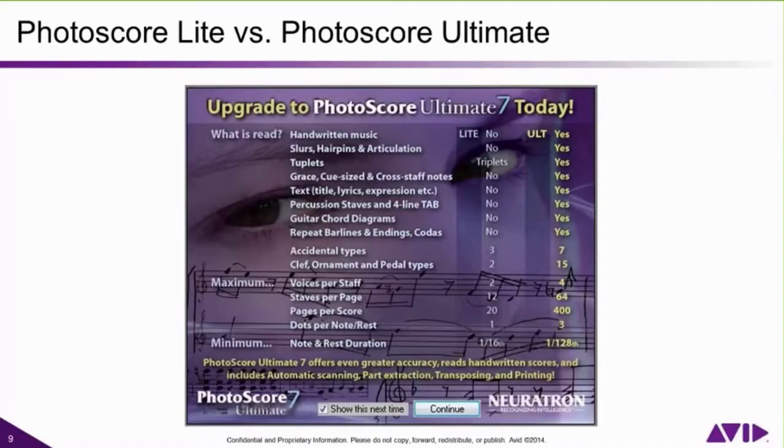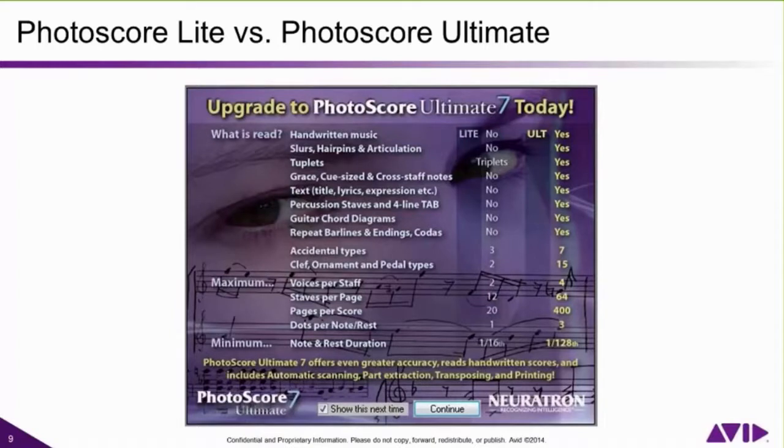PhotoScore Lite is limited to only 12 staves per page, which is going to limit the type of scores that you can work with. However, if all you're doing are piano charts or small ensembles, the Lite version may be all you need. If you get using the Lite version and would like to look at more of the features in the Ultimate version, there is a PhotoScore Ultimate demo available on the Sibelius website.